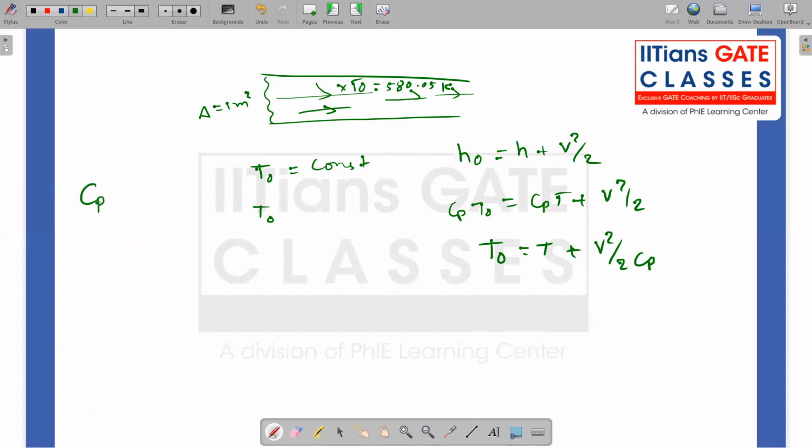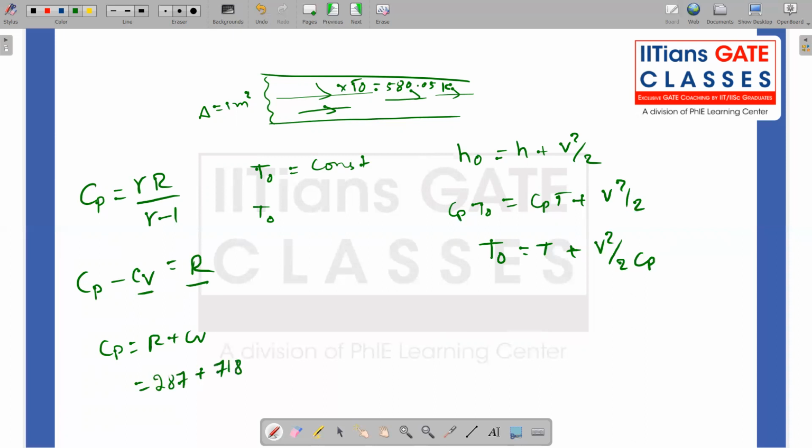How can I calculate Cp? Cp is equal to gamma R divided by gamma minus 1. That is one way. Or I have Cp minus Cv, which is equal to R. And Cv is given, R is given. If I have to calculate Cp, that is nothing but R plus Cv, so that is 287 plus 718, as given in the problem. If I add those together, I will get Cp. Cp is calculated, with the unit of joules per kg Kelvin.